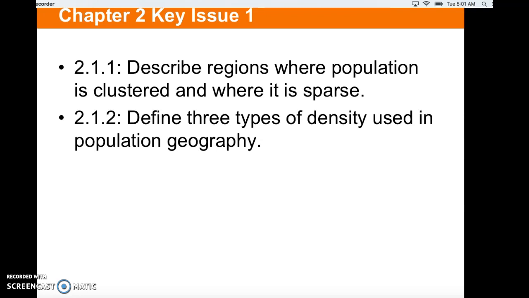Chapter 2, Key Issue 1, gives you some basics. It talks about regions where populations are clustered and where it is sparse. And it defines the 3 different types of density used in population geography. So we talked about density already in Chapter 1, and now we're going to break it down because there are 3 measurements of density we use for humans.